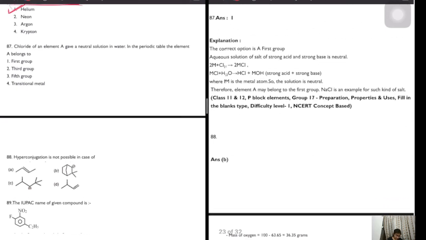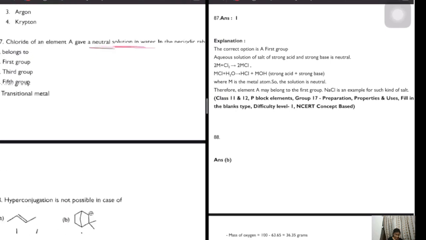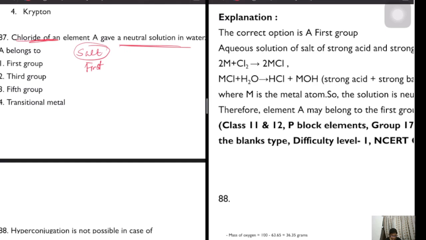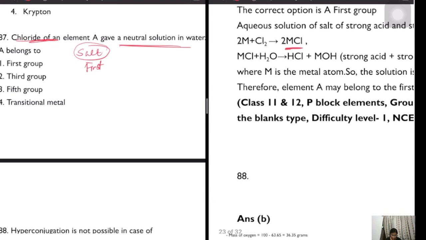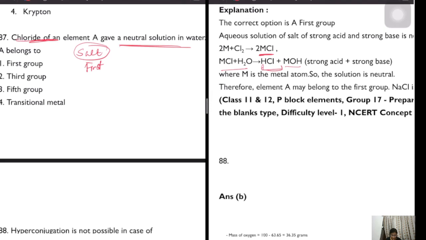Now, the next question is chloride of an element A gave neutral solution in water. Which period would it be? It is chloride of an element A. So, obviously, we have a salt which is neutral. So, it should be from the first group. How? Let's see. We have M and Cl2. We got MCl. And then upon water, it had become MOH and HCl. Strong acid and a strong base. M is a metal, so it is neutral. So it should be of the first group.